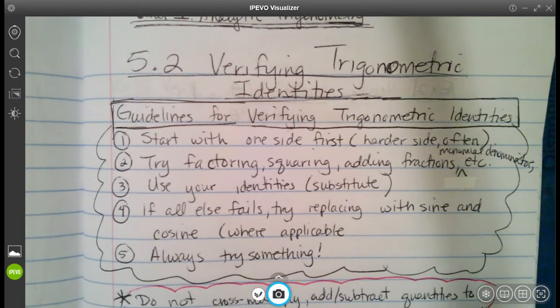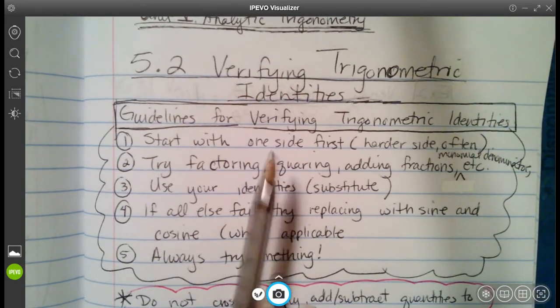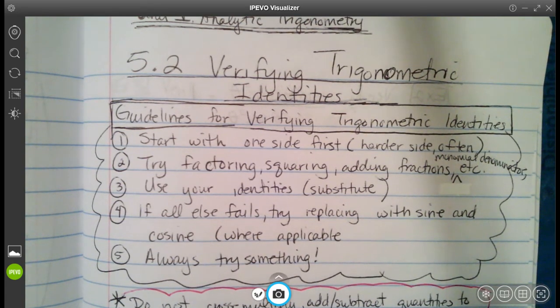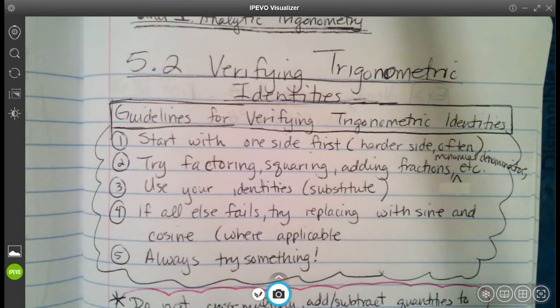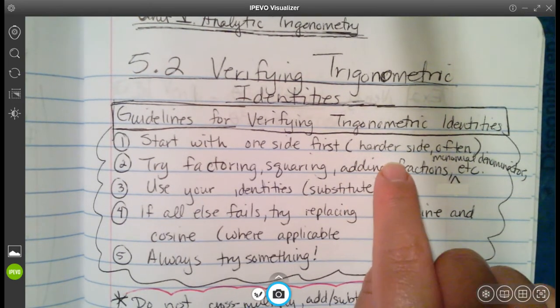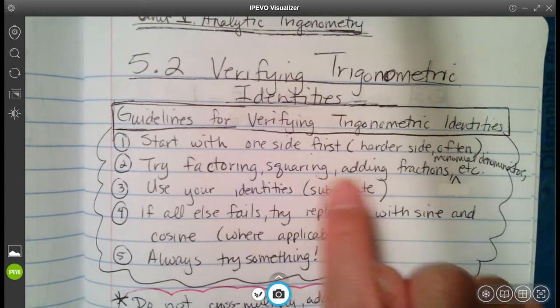Okay, so number one is to start with one side. You always do one side first, and then just work it through and make it match the other side. Usually, you want to go with the one that looks more difficult because that's the one you can probably break down to match the other side.